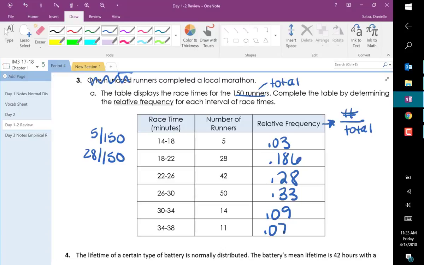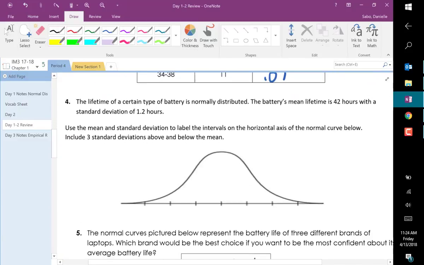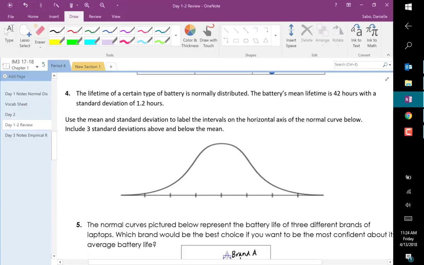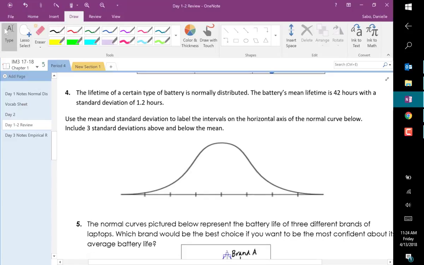How'd you do on that one? Is it pretty straightforward? I think people just get confused on the word relative frequency. That really is just your average. But because we're talking about intervals, that's why we call it relative frequency. Usually it would be your average. But because we're talking about intervals like these, from any race times between 14 and 18, we are talking about relative frequency. Now here's where people tend to get a little confused, is labeling your normal distribution.